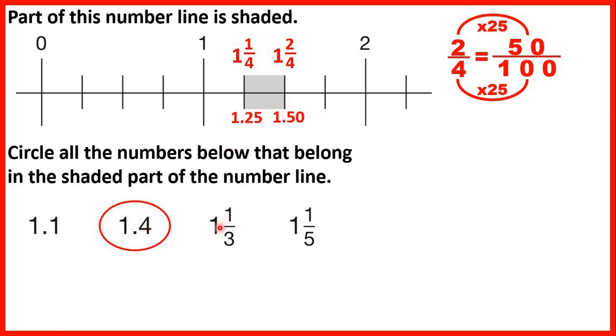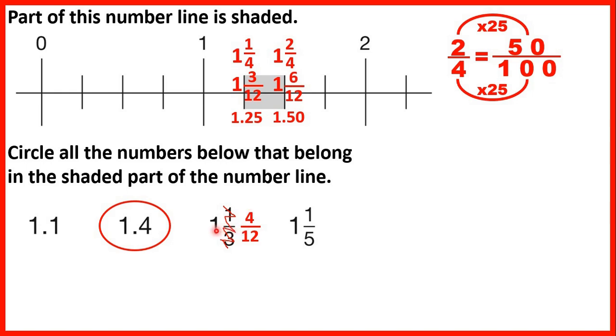Now we need to compare 1 and 1/3. But we have quarters, and to compare fractions, we need the denominators to be the same. Now 12 is in both the 4 and the 3 times table. 1/3 is equivalent to 4/12 because 3 times 4 is 12, 1 times 4 is 4, and 1 and 1/4 is equivalent to 1 and 3/12. 4 times 3 is 12, 1 times 3 is 3. And now for 1 and 2/4, 4 times 3 is 12, 2 times 3 is 6.